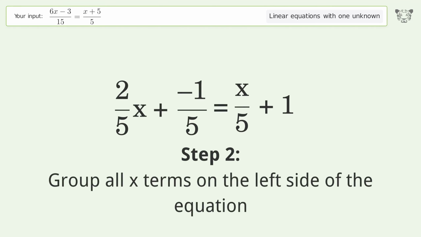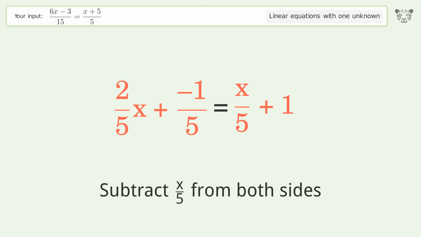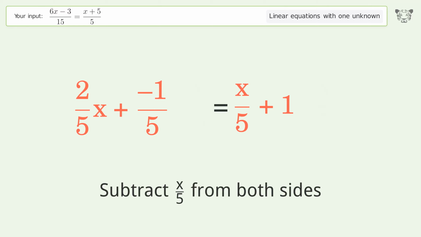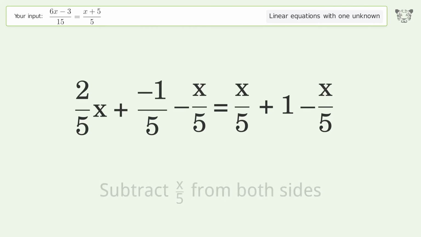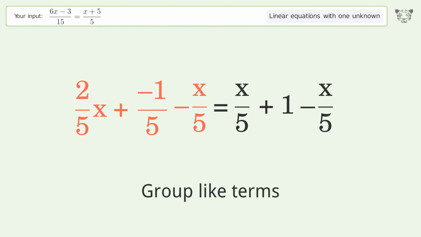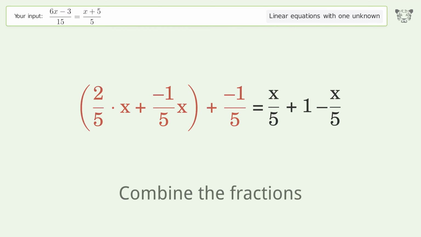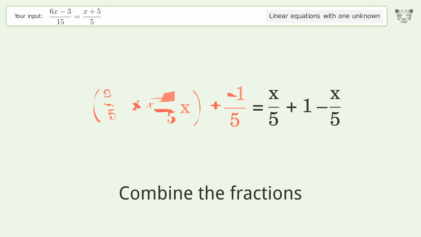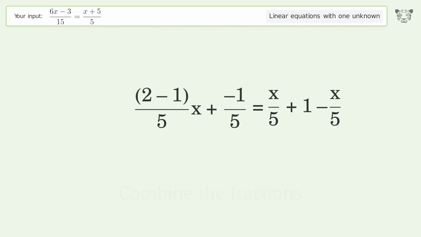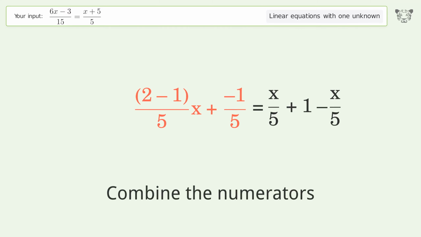Group all x terms on the left side of the equation. Subtract 10/5 from both sides. Group like terms. Combine the fractions. Combine the numerators.